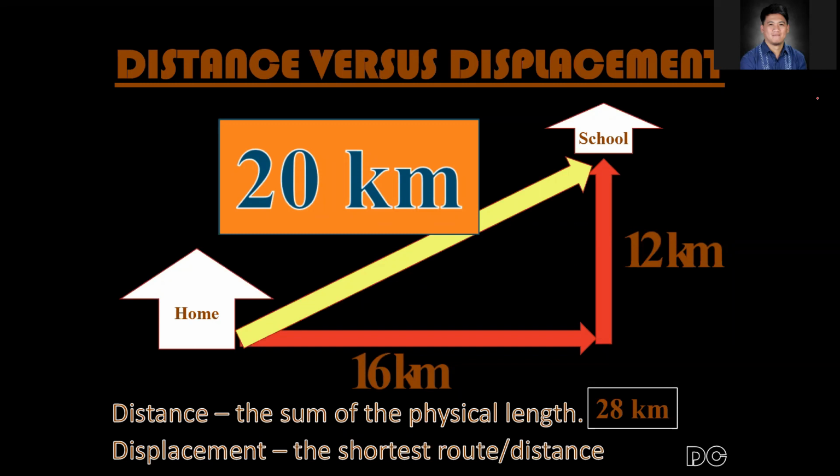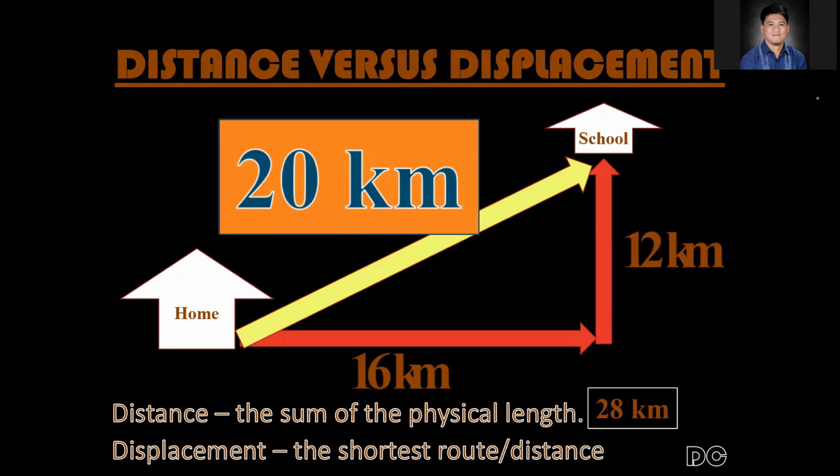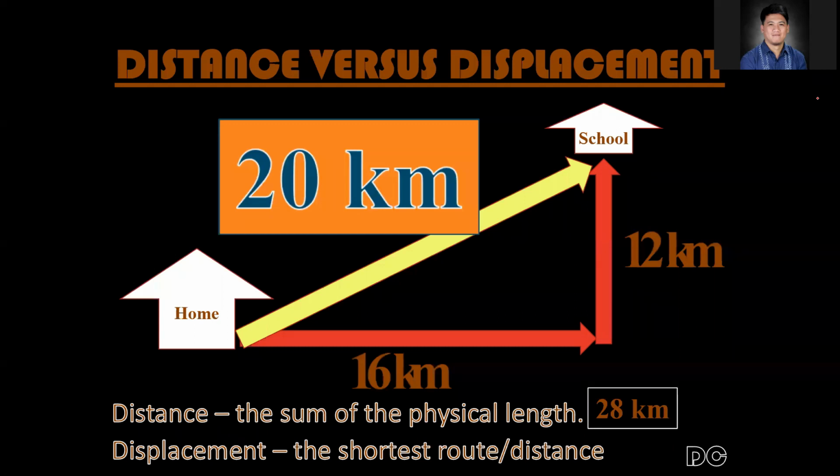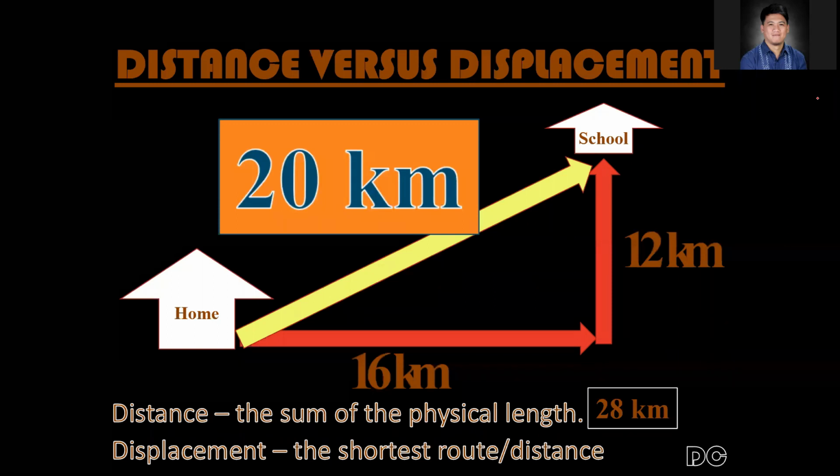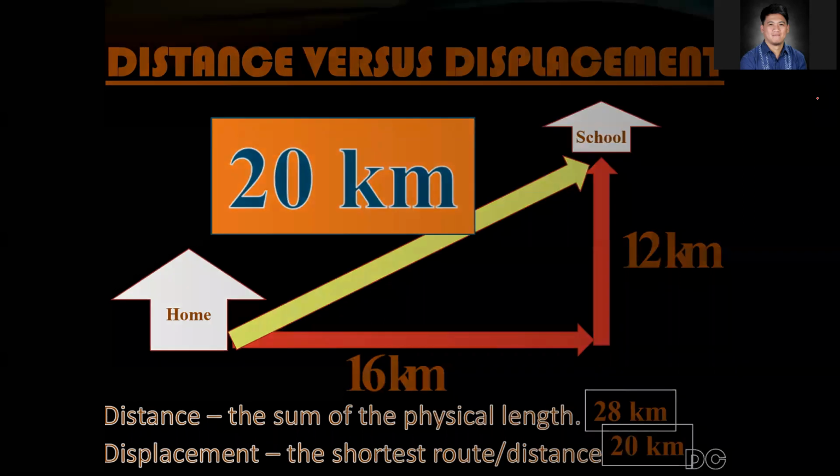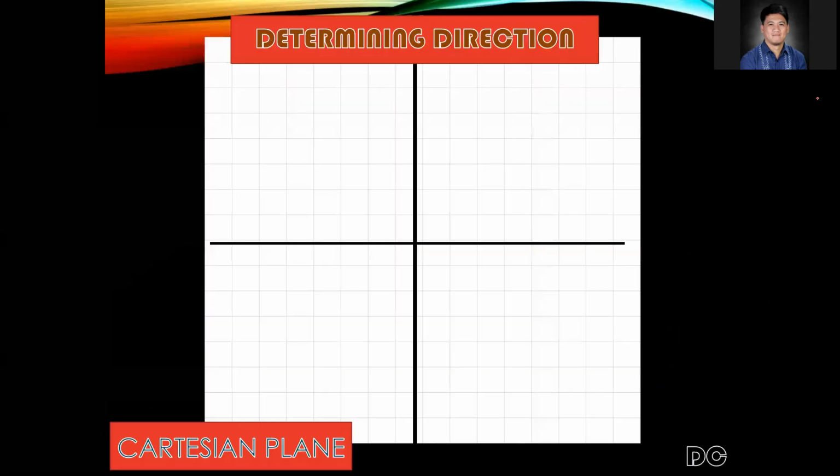Before we proceed in determining the direction of a given vector, first let us review how to determine direction in a Cartesian plane.